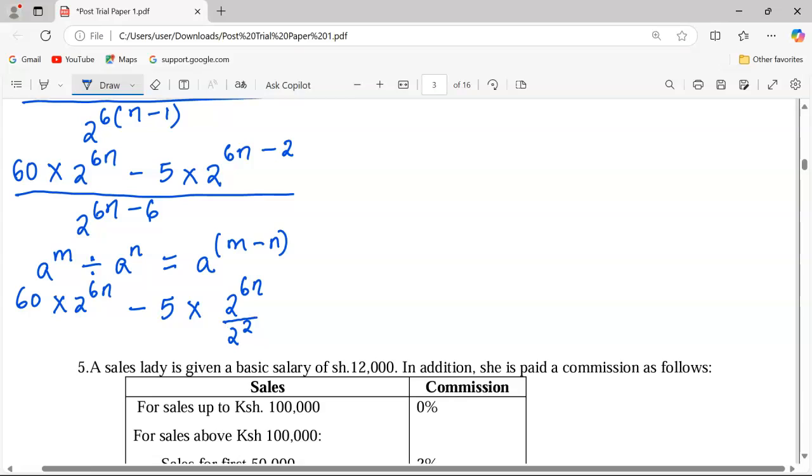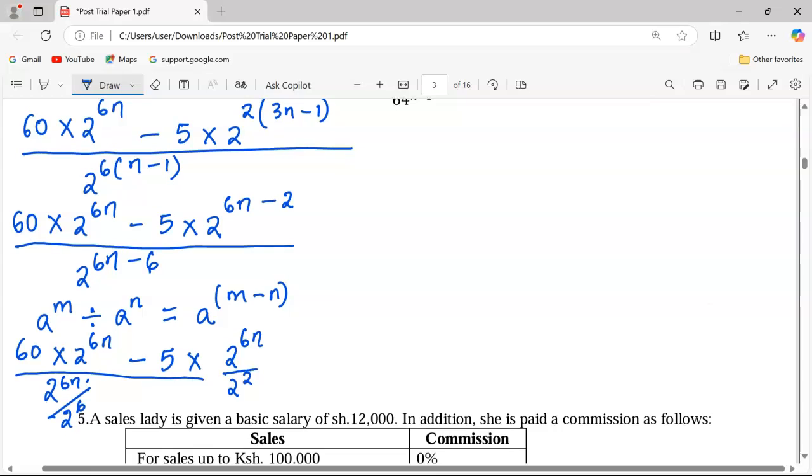Because I have division in the powers, it means 2 has been divided, having power 6 and having power 2. Then everything now is being divided by, again, 2 power 6n out of 2 power 6. And that's why we have 2 power 6n minus 6.